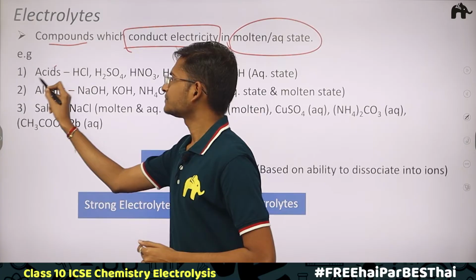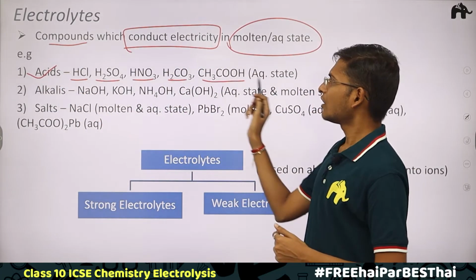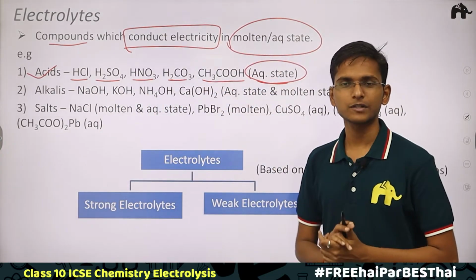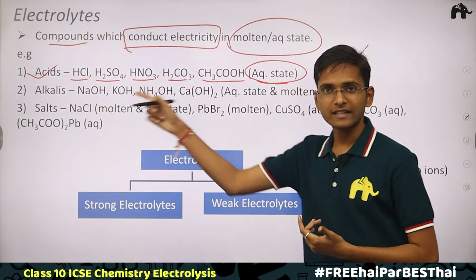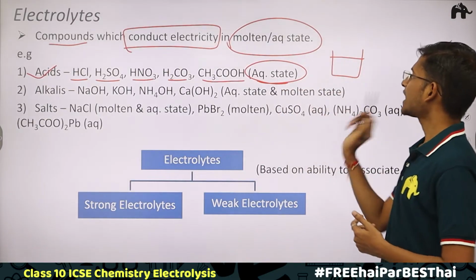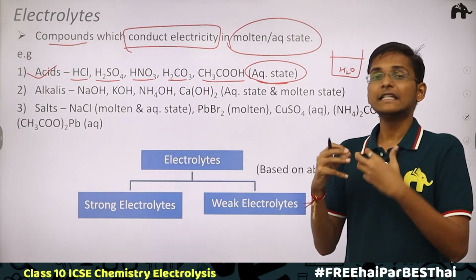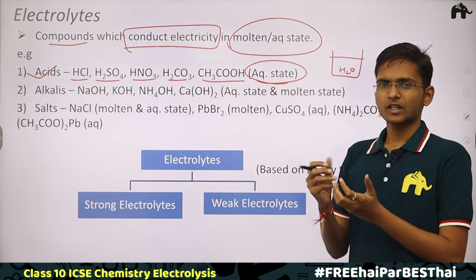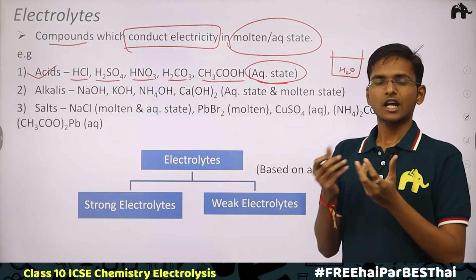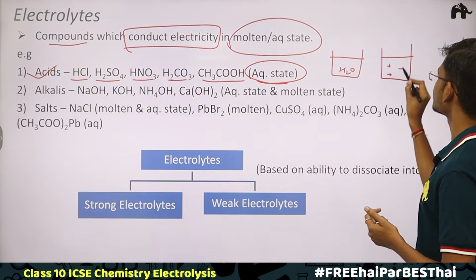So first are acids. Now see here: HCl, sulfuric acid, nitric acid, carbonic acid, acetic acid. All these acids, in their aqueous state, behave as electrolytes. How? We have studied acids. In their aqueous state, we are adding these acids in water. What happens when we add acids in water? They ionize, which means the neutral molecules of acids split up into charged ions, correct? And we get ions in the solution.